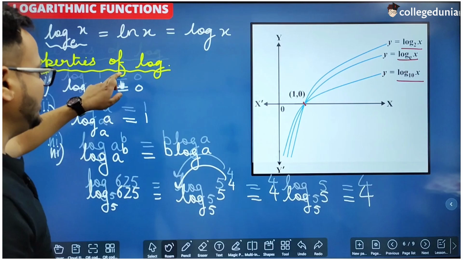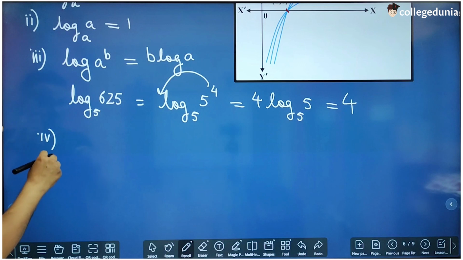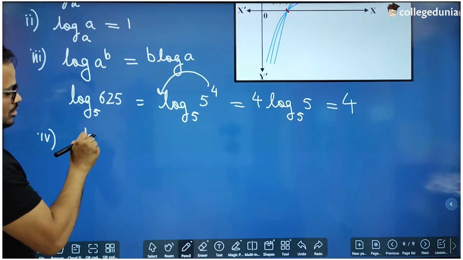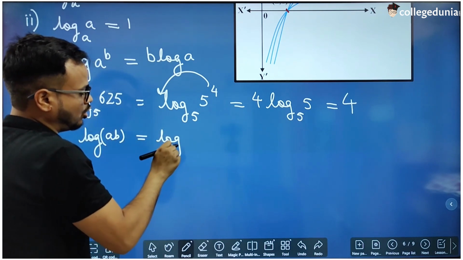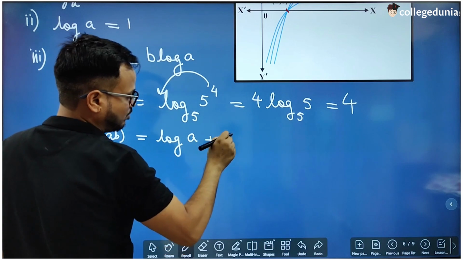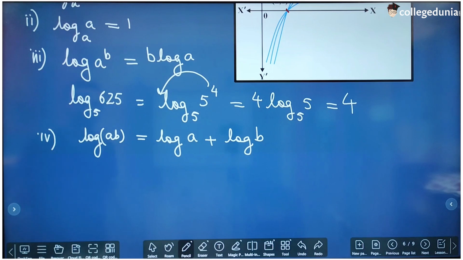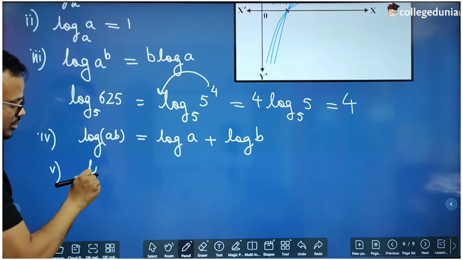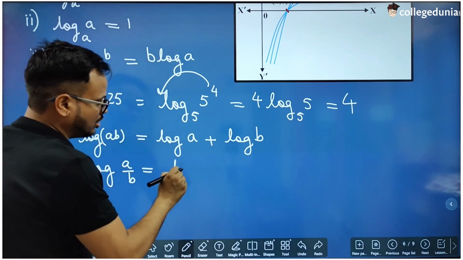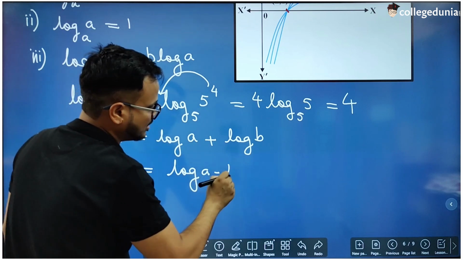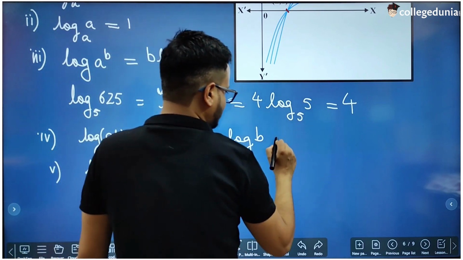Okay. Next property, number 4, log AB is log A plus log B, right? And for any base, this is true, and this can also be proved very easily using examples. Log A divided by B is log A minus log B.